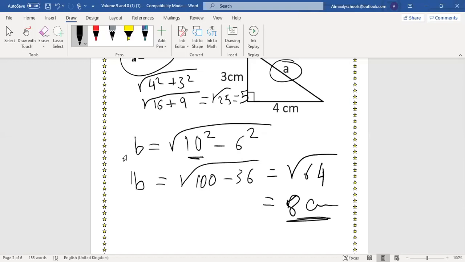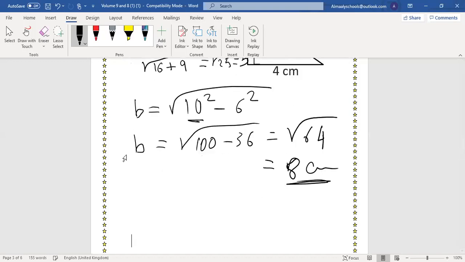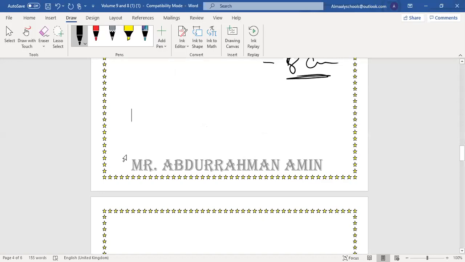So now I know the two sides of the right angle. The two sides of the right angle here are 6 centimeters and 8 centimeters. Who can find the area of the base now? The area of the base.